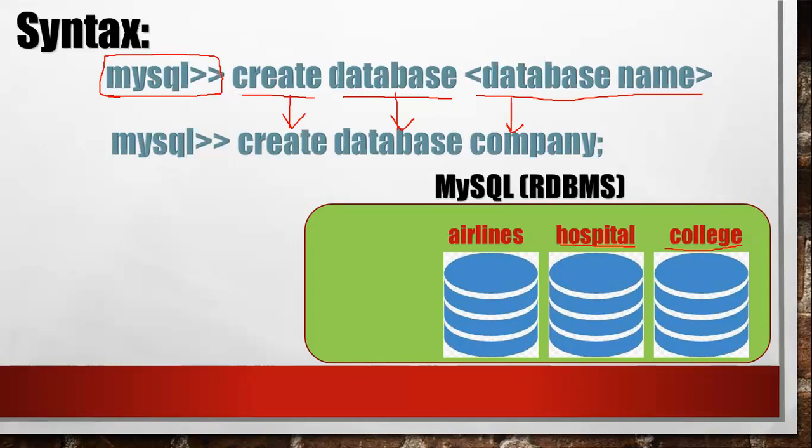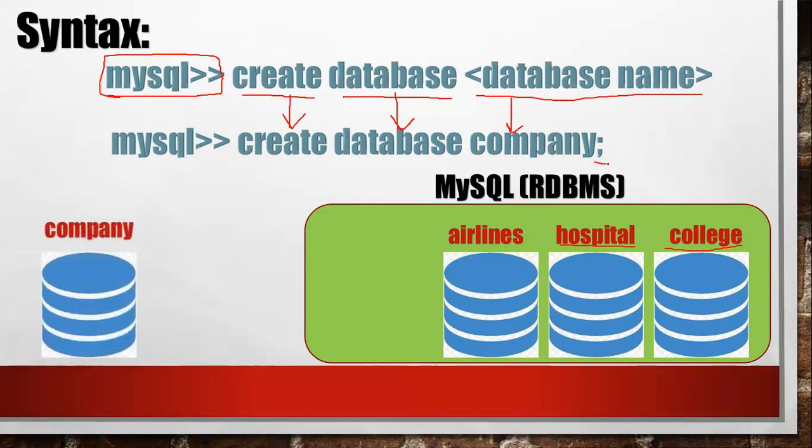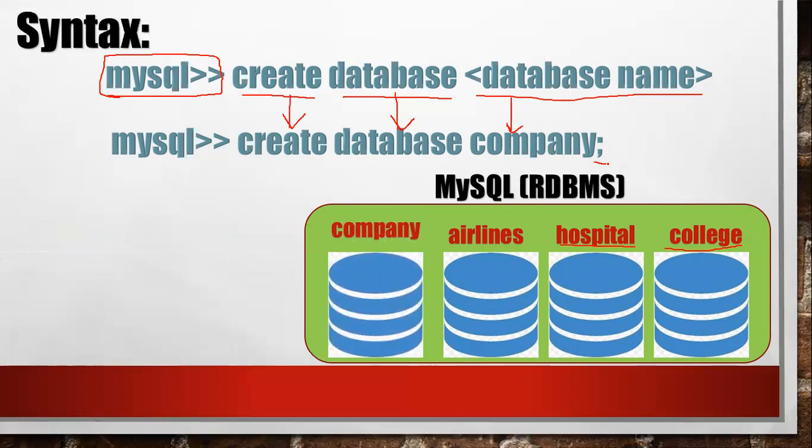So when I write this command, create database company, then after it I put the semicolon, and then I press enter. So when I press enter, what will happen? A blank database named company gets created in my RDBMS software. Okay, so this is basically used to create a blank database in the RDBMS software.